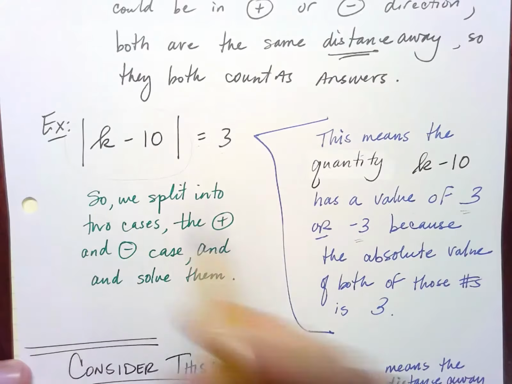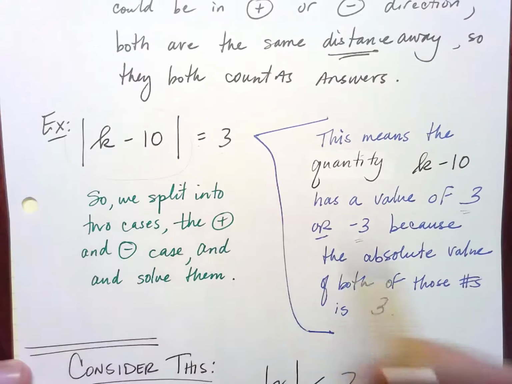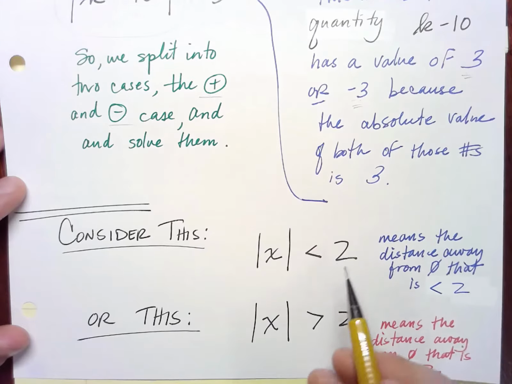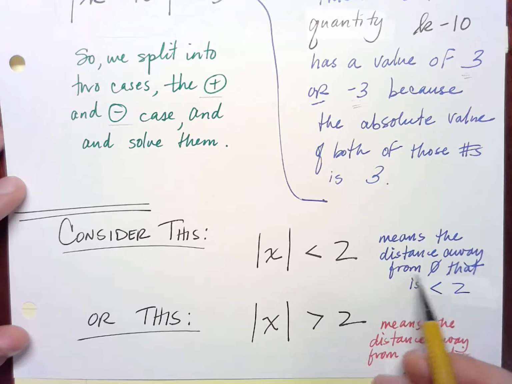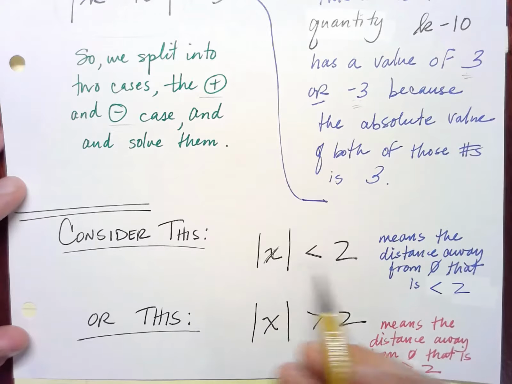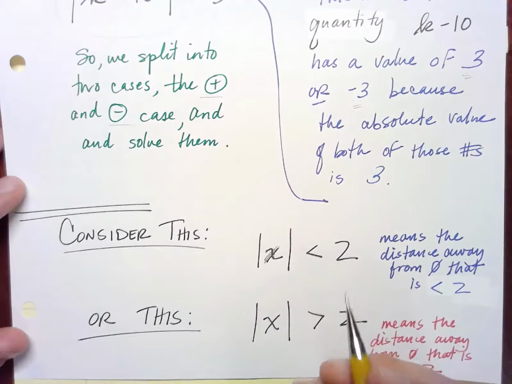Because there are two possible numbers that have the same absolute value, we split into two cases, the positive and the negative case, and solve them individually. We did that already. So now consider this. The absolute value of x is less than 2. What does this mean? This means that the distance away from 0 is less than 2. This is talking about what is x. It means whatever distance away from 0 is less than 2.